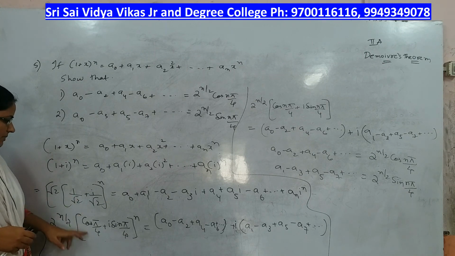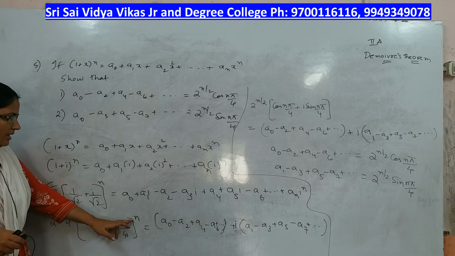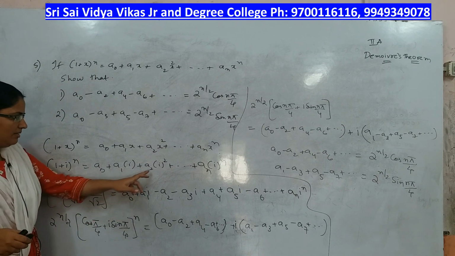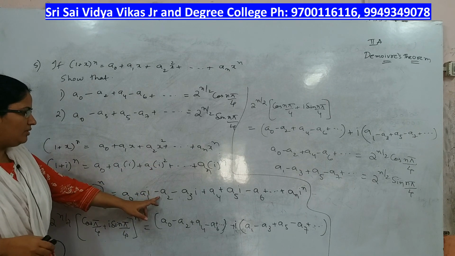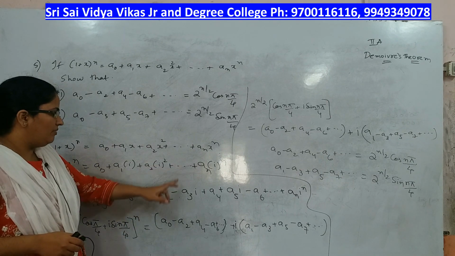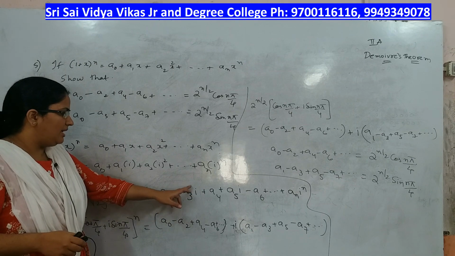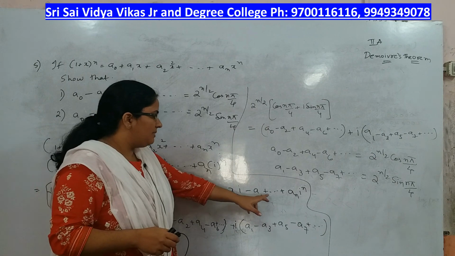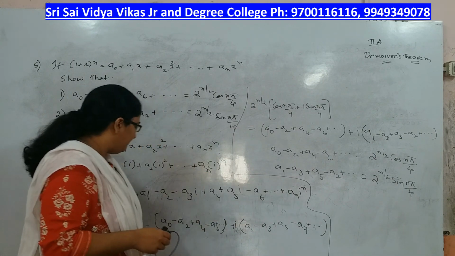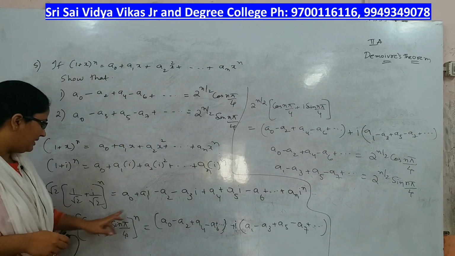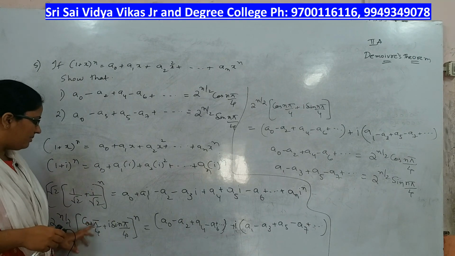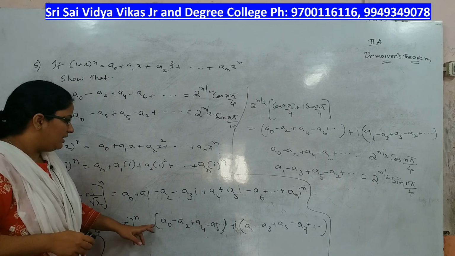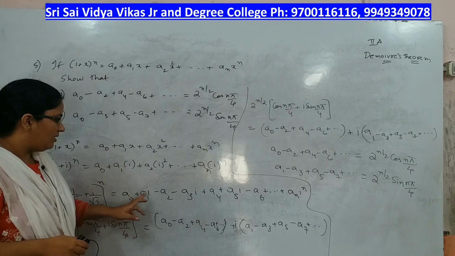This is nothing but (cos π/4 + i sin π/4)^n. Here you have a0 + a1 i, i squared is minus 1 so you get minus a2. Here you get a3 i cubed, which is minus i, so minus a3 i, plus a4, plus a5 i, minus a6, plus so on, an i^n. So if you bring this down, it will become cos nπ/4 + i sin nπ/4.